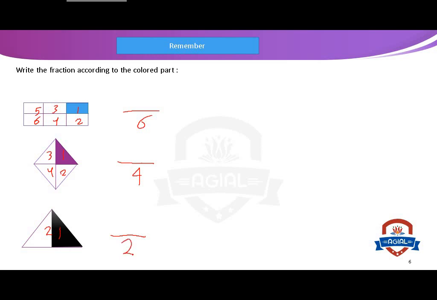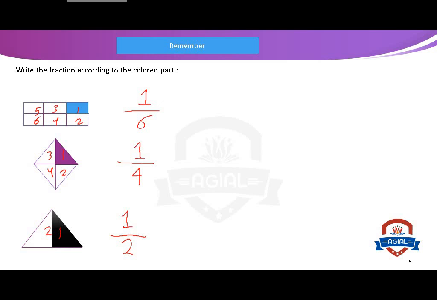Is this easy? Okay. And write how many colored parts in the numerator. How many colored parts in the first one? How many shaded parts? Excellent, 1 only. So we write 1 in the numerator. So we get 1 over 6. Okay, number 2. How many colored parts we have? Excellent, 1 only. So we will write 1 in the numerator. And this is called quarter. Excellent. Okay, number 3. How many colored parts we have? How many black parts? Excellent, 1 only. And this is called half.